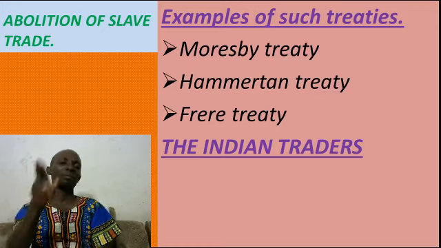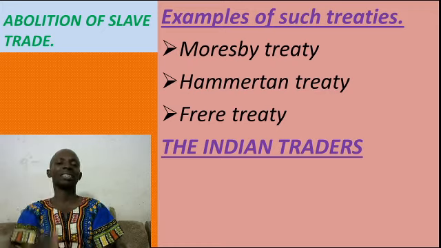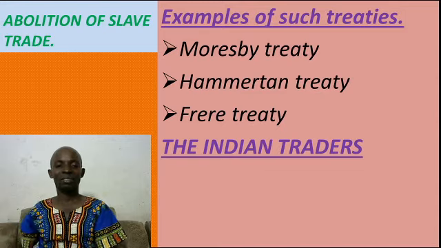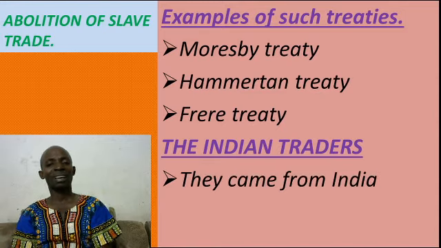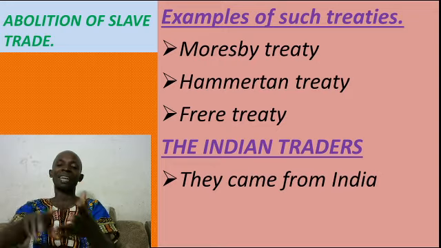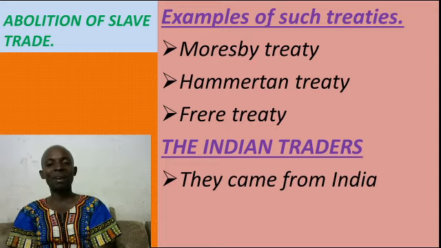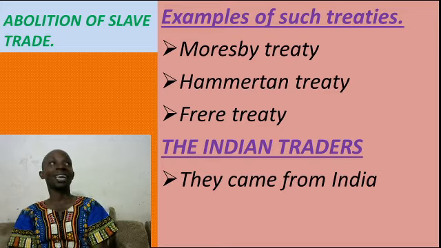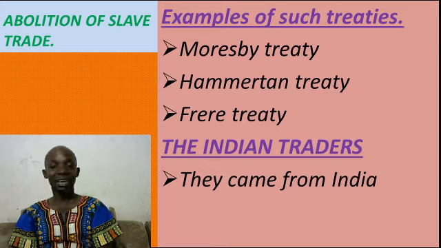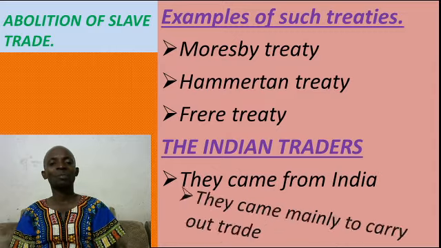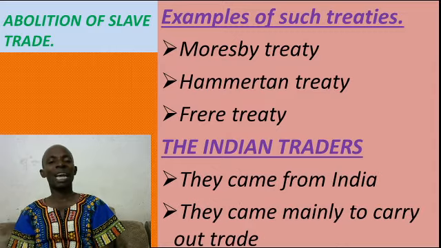You are going to skip two lines and write that heading: Indian traders. Who were these Indian traders? Remember I told you the traders came in two groups, the Arab traders and the Indian traders. Now we are looking at the Indian traders. The Indian traders came from India, whereas the Arabs came from Saudi Arabia. So they came mainly to carry out trade.